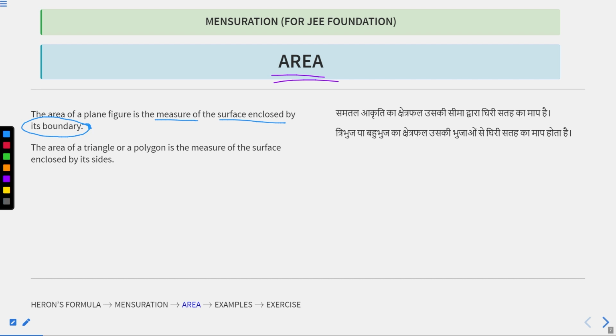Area shows how much part of a plane figure is covered by that figure. For example, if you have a book, a closed book like this book.